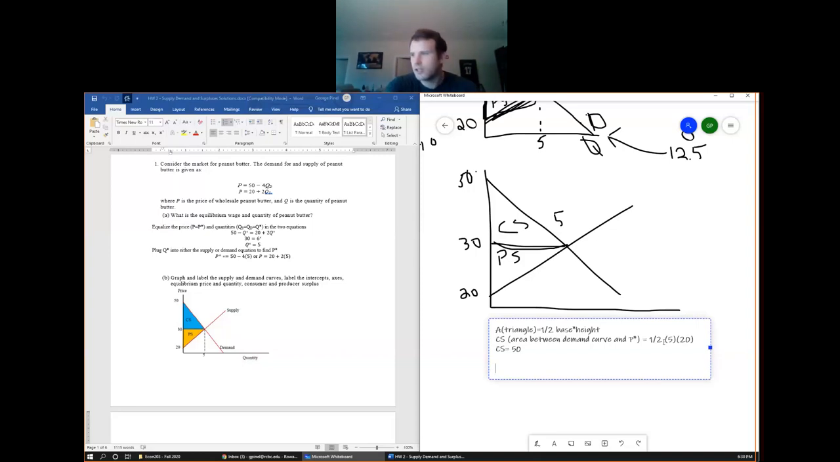Okay. So again, we have another triangle. So I'm just going to repeat the formula, 1/2 base times height. Okay. In this case, we have producer surplus, which is the area between supply curve and P star. Oh, an easy way, again, to remember that it's producer surplus is between the supply curve and price, and that consumer surplus is between the demand curve and price, is because demand is about consumers, right? Consumers are the ones who are demanding things, whereas producers are the ones who supply things. Okay.